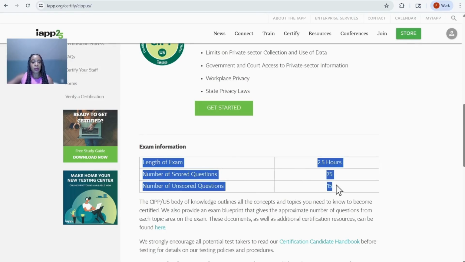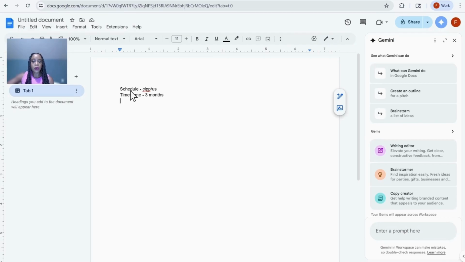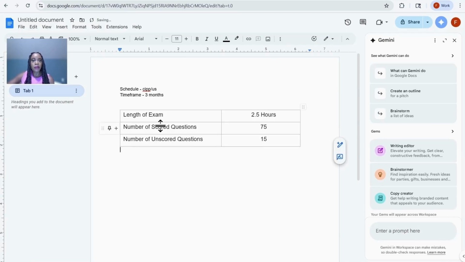The reason I'm going to copy this and put it into my schedule is to remind me what it is that I'm working towards. So we've put the length of the exam and the number of scored questions. So we know that there are 90 questions and we've got 2.5 hours. So we have a little bit over a minute per question.